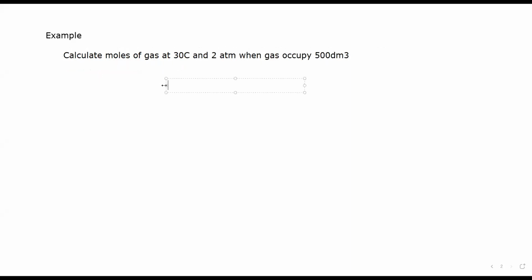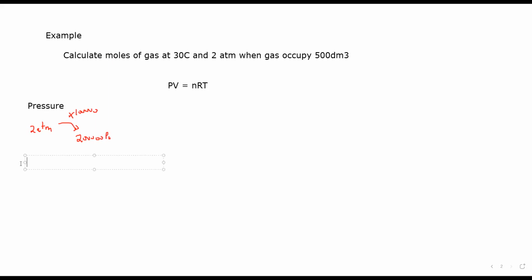So first thing, the equation, as we know, the equation is PV equals nRT. So P is the pressure. In the question, the pressure is given as 2 atm, but I need pressure in Pascal. If I want to convert atm into Pascal, I should multiply by 100,000. So 2 multiplied by 100,000 will be 200,000 Pascal.